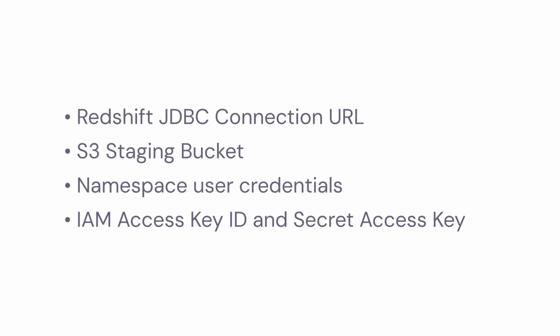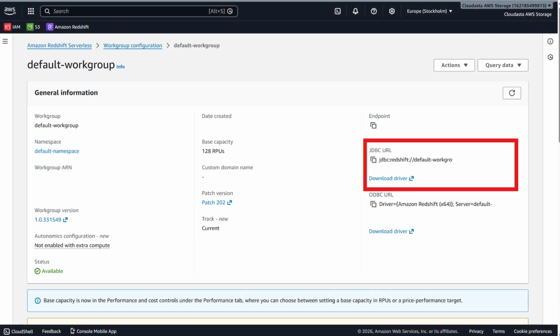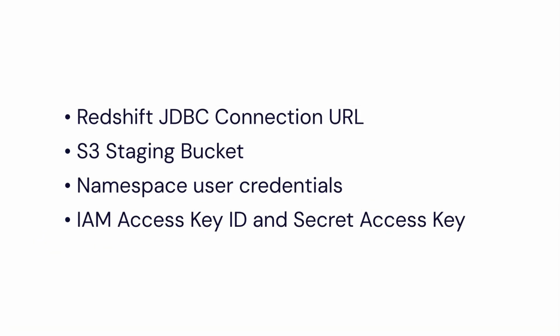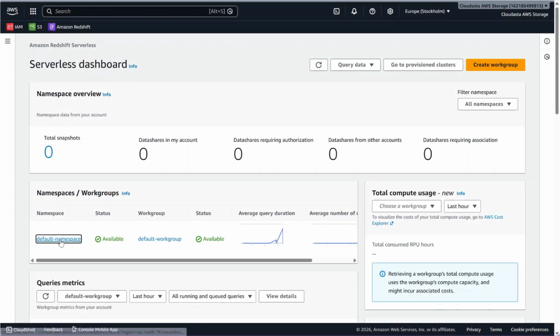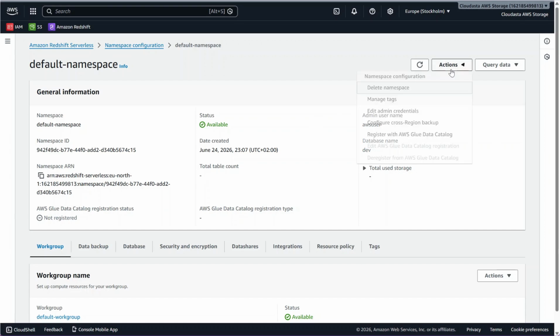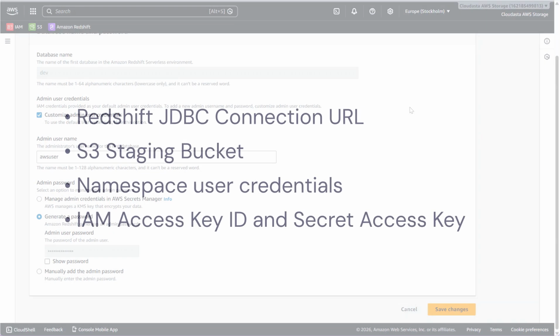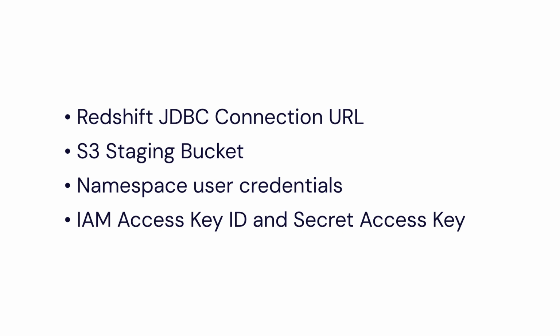So, on the AWS side, you need your Redshift JDBC connection URL, which you can find in your Redshift workgroup configuration, an S3 staging bucket, where Redshift will temporarily dump the tables, your namespace user credentials, which you can find in your namespace configuration, and an IAM access key ID and secret access key, with policy permissions to run Redshift unload commands and read, write, or delete files in your staging S3 bucket.